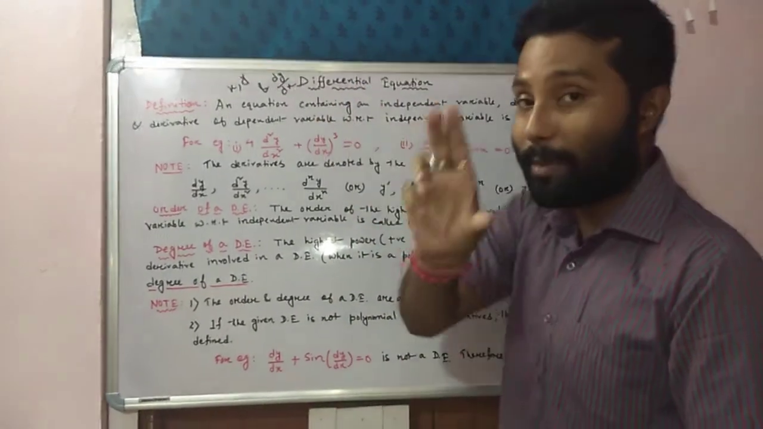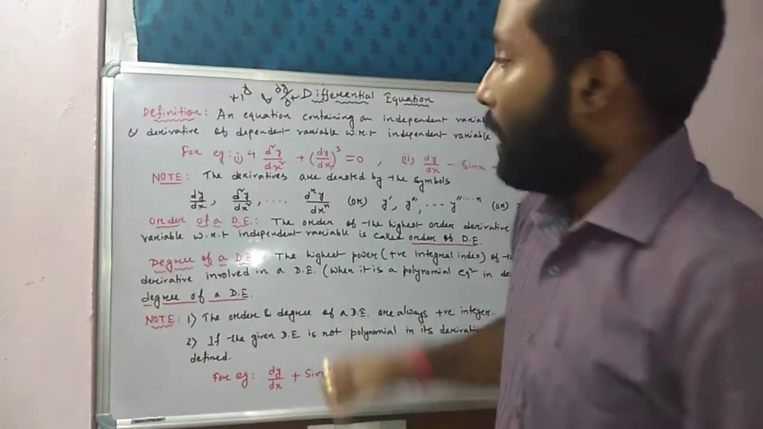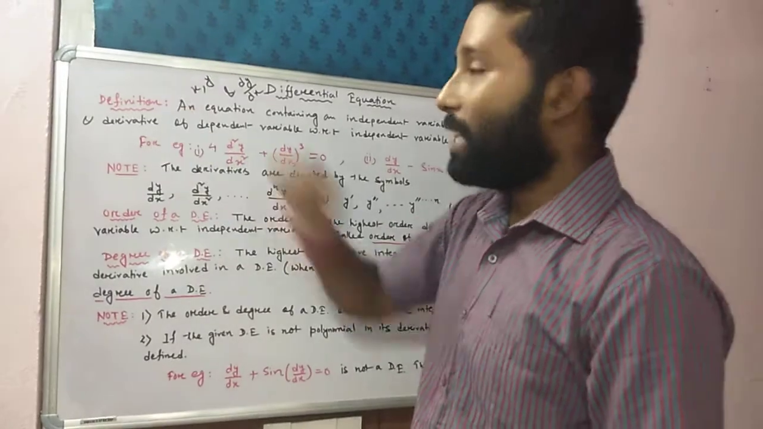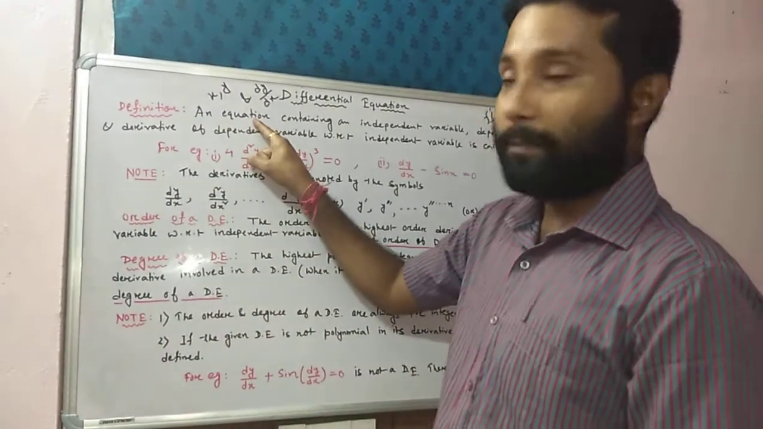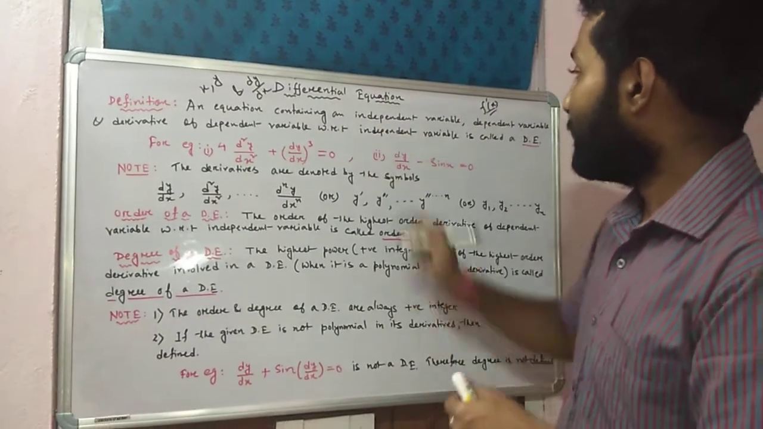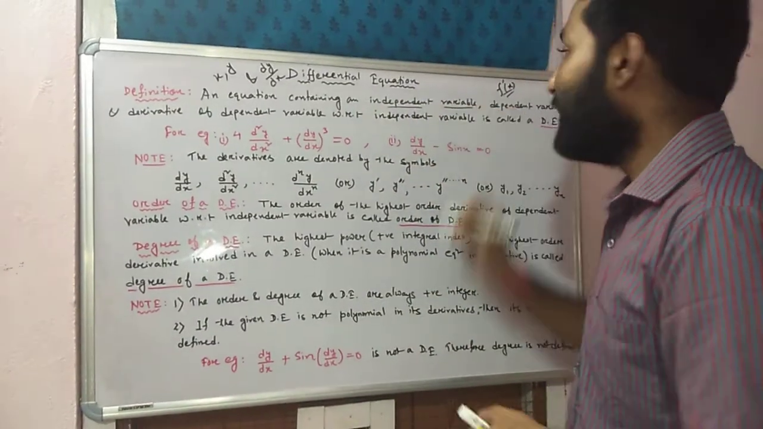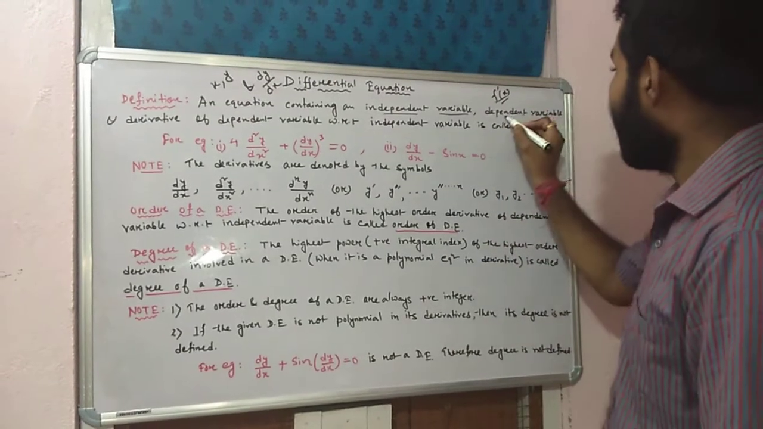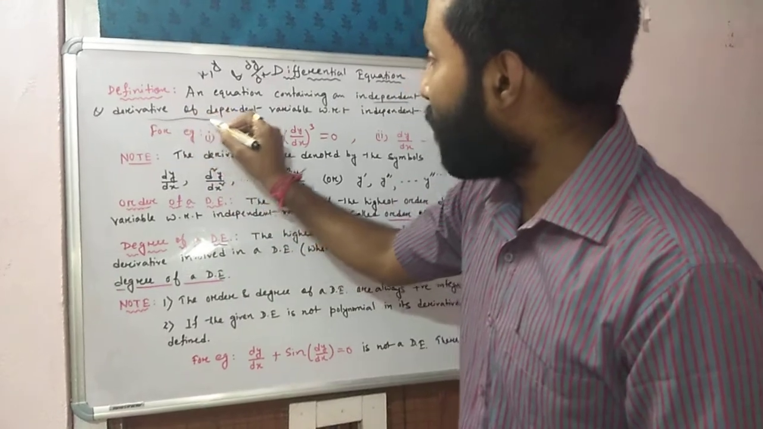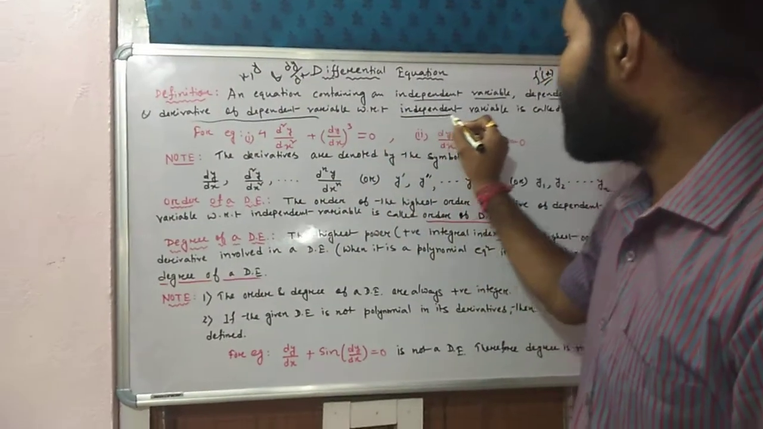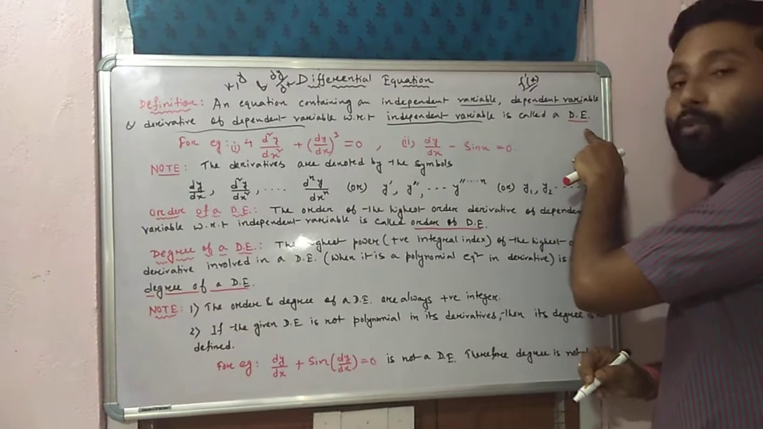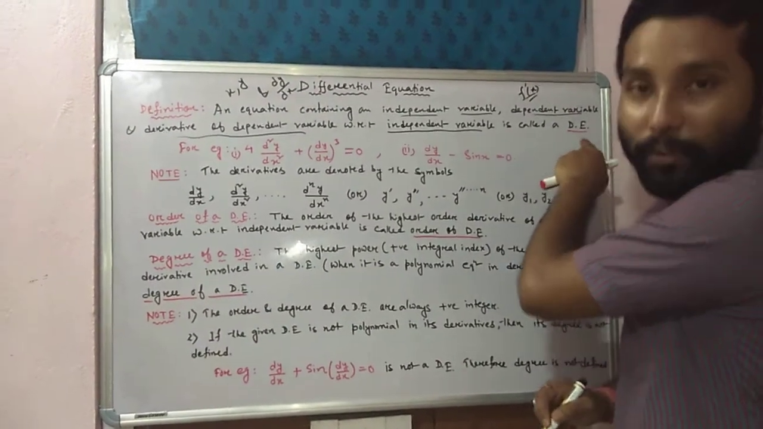देखो chapter का नाम है differential equation. थोड़ा सा hint chapter में दिया हुआ है, that means headline में दिया हुआ है. So definition क्या है? An equation containing an independent variable, ये मैं underline कर देता हूँ, containing an independent variable, a dependent variable and derivative of dependent variable with respect to independent variable is called a differential equation. DE, that means the short form of differential equation.